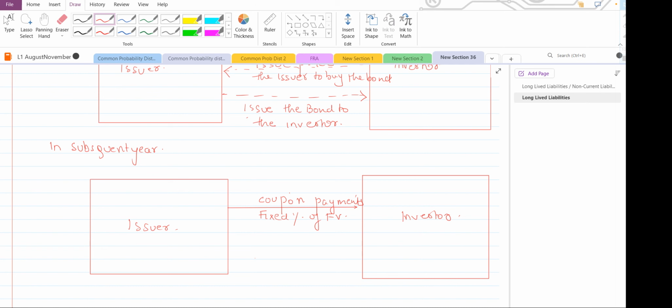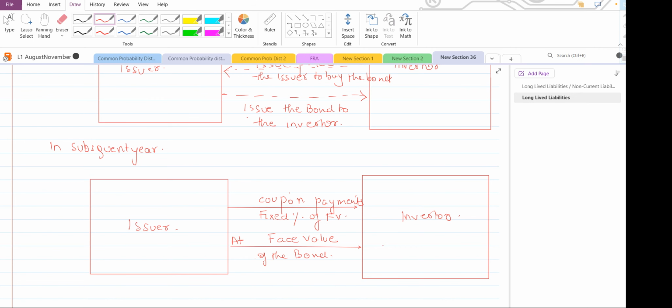And at maturity of the bond, what will happen is that the issuer will repay the face value of the bond to the investor.